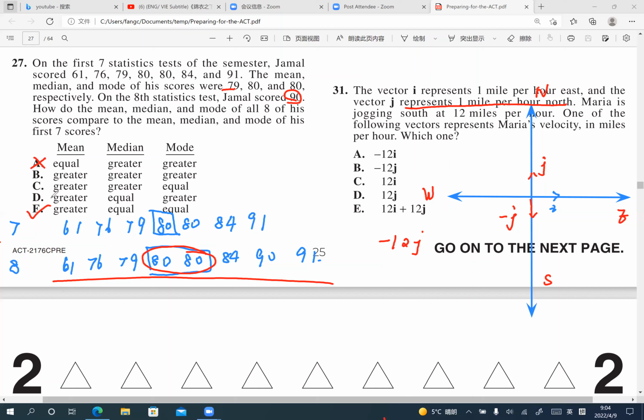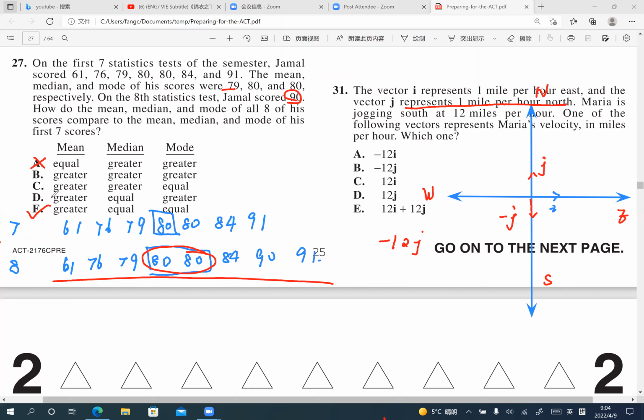31. The vector i represents 1 mile per hour east, and the vector j represents 1 mile per hour north. Maria is jogging south at 12 miles per hour. One of the following vectors represents Maria's velocity in miles per hour. Which one?